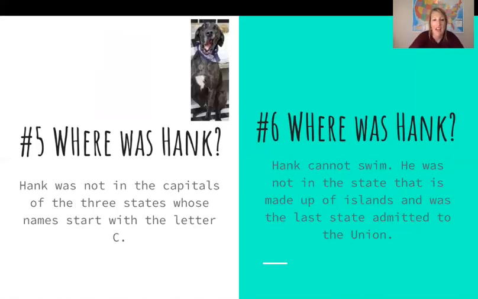Number 5, Hank was not in the capitals of the 3 states whose names start with the letter C. So he was not in the states that start with the letter C.